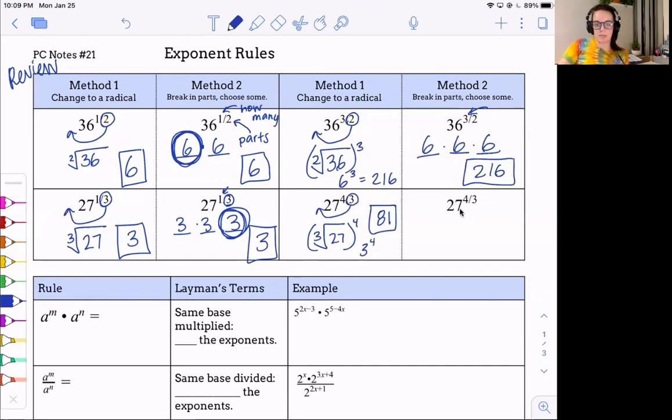Same thing here. So 27 broken into 3 parts would be 3 times 3 times 3. And in this case, we want 4 parts. So we're going to multiply a fourth one. 3 times 3 times 3 times 3 is 81. So 2 separate methods showing the exact same way.